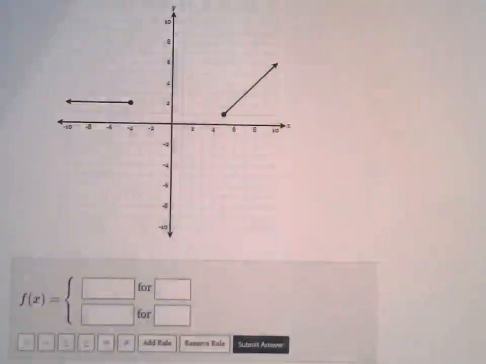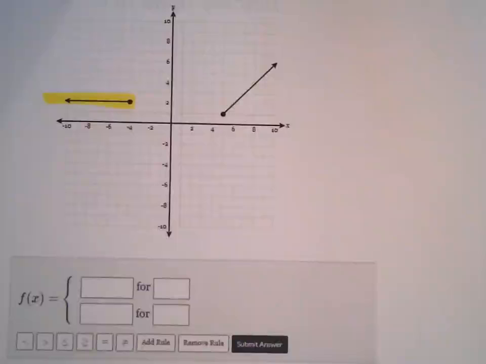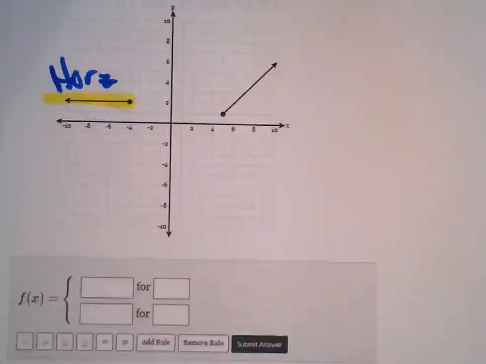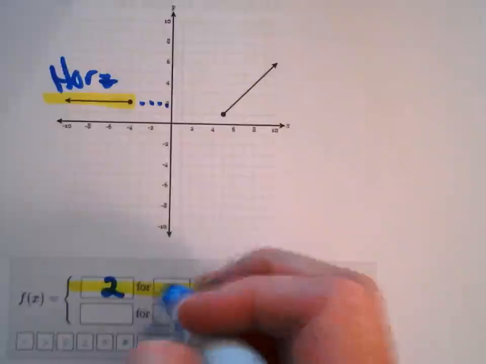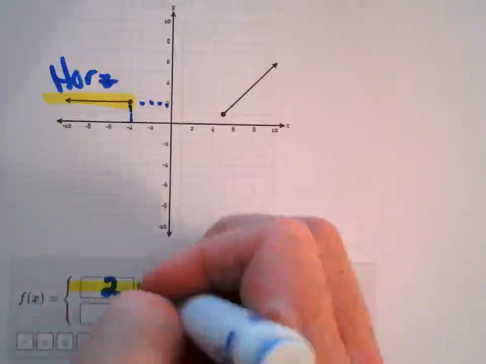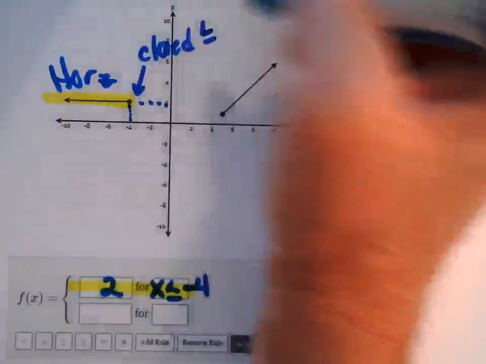All right, last one. This is a level 2 as well, but it's probably a little bit more like the level 1 problems that we did at first. All right, this is horizontal, which means it's just going to be the number 2. Let's highlight this. And where does it exist? So we come down, the x value is at negative 4. It's less than, and it's equal to because of the closed circle. So that'll be a less than or equal to.